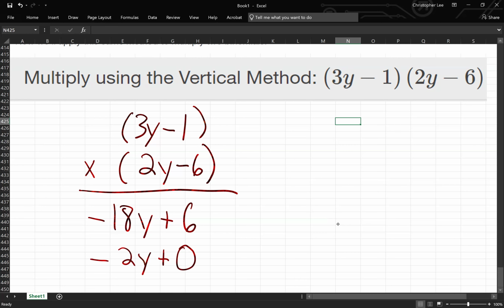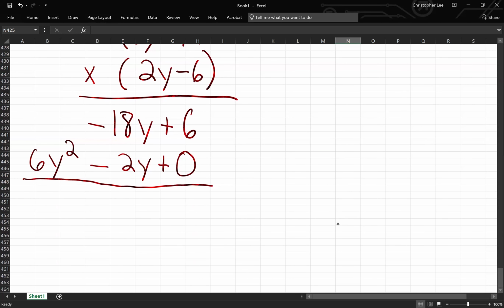Now, last one. 2y times 3y. What's that? So +6y what? Squared. Very good. Very good. Very good. And you already know the next step, right? I'm going to add these together.